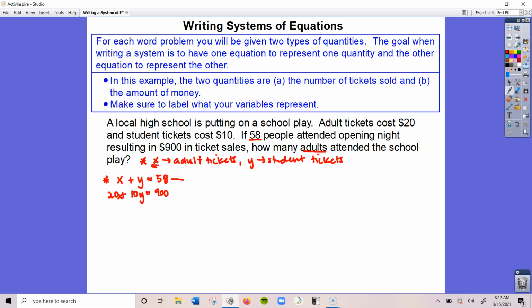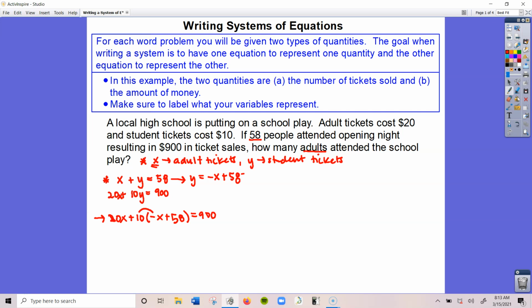So I'm going to use the substitution method and I'm going to solve for y, meaning that I'd have to subtract the x, so y is going to equal negative x plus 58. So now we're going to take this and we're going to plug it into this second equation here for y. So 20x plus 10 times y, which is negative x plus 58, is going to equal 900.